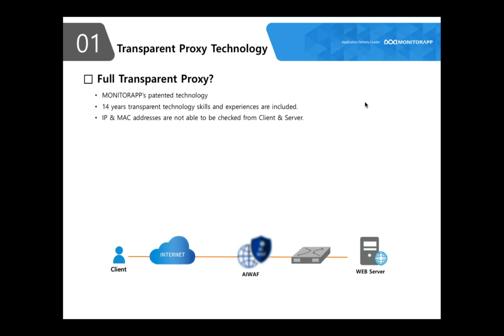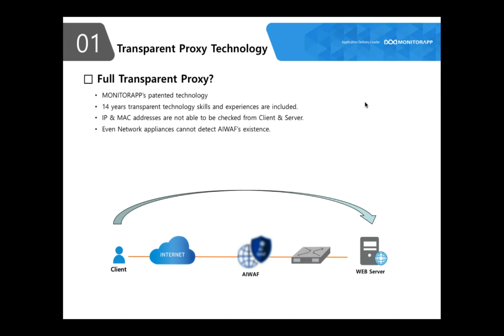The main feature of the full transparent proxy is that IP addresses and MAC addresses cannot be checked from the client and server. Client, server, and other network devices cannot detect the AIWAF system, like Monitorapp's products, and they cannot be detected by the other appliances. Even network appliances cannot detect the AIWAF's existence.